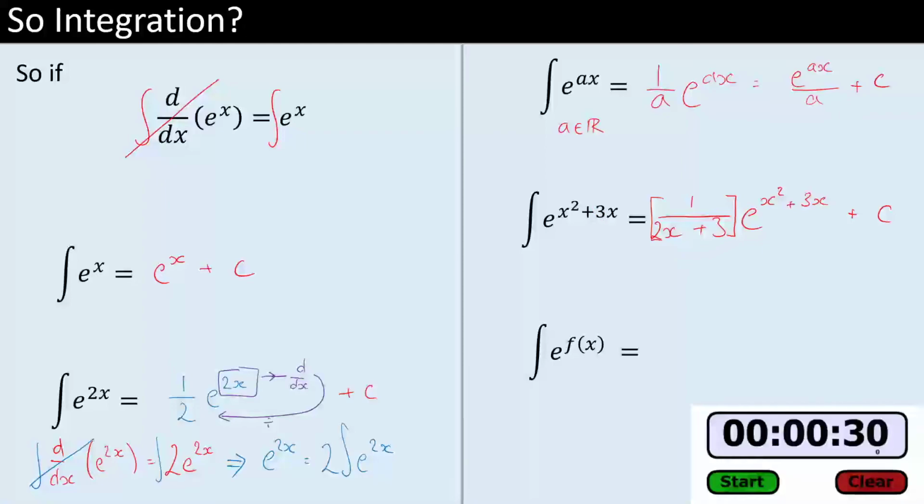But the general rule, the one that we've got left, e to the f of x. What is the general rule? How can we establish a general rule for integrating any exponential function? Well, what we've done is we've taken 1 over the derivative of the power times the exponential function, and then added a constant of integration. Happy days. Okay. There we go. That's integration of exponentials.